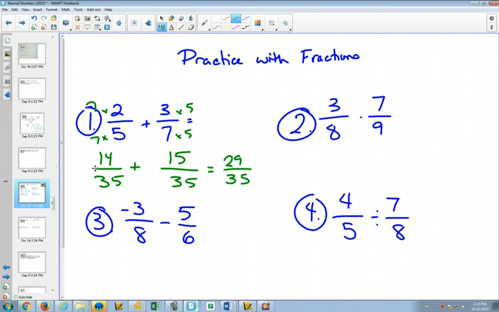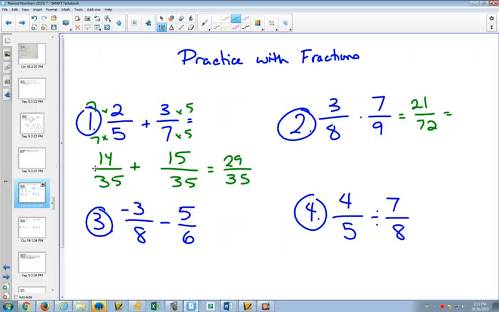Number 2, we're multiplying. When you're multiplying, you don't need to get the lowest common denominators. The rule for multiplying is multiply the tops, multiply the bottoms. So one way of doing it is to do that directly. And 3 times 7 is 21, and 8 times 9 is 72. And then you have to reduce this.